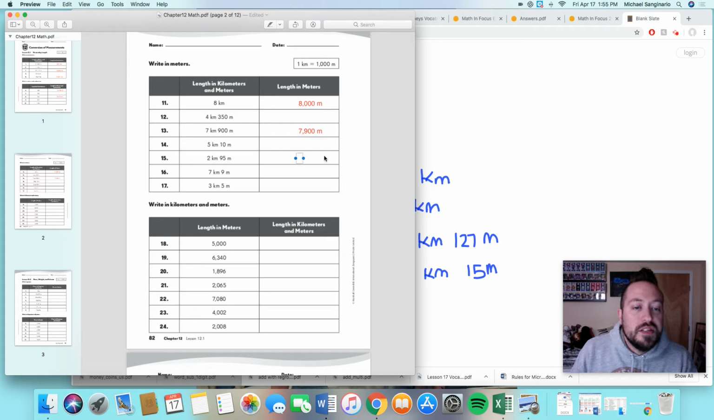Let's look at 15. 2 kilometers and 95 meters. So those 2 kilometers is going to be 2,000. Now we have 95. Now, looking at 95, do we have a number in the hundreds place? No, we don't. So we have to put our 0 in there, sort of like a placeholder. And then the 95 can follow because the 9 is in the tens place, the 5 is in the ones place.